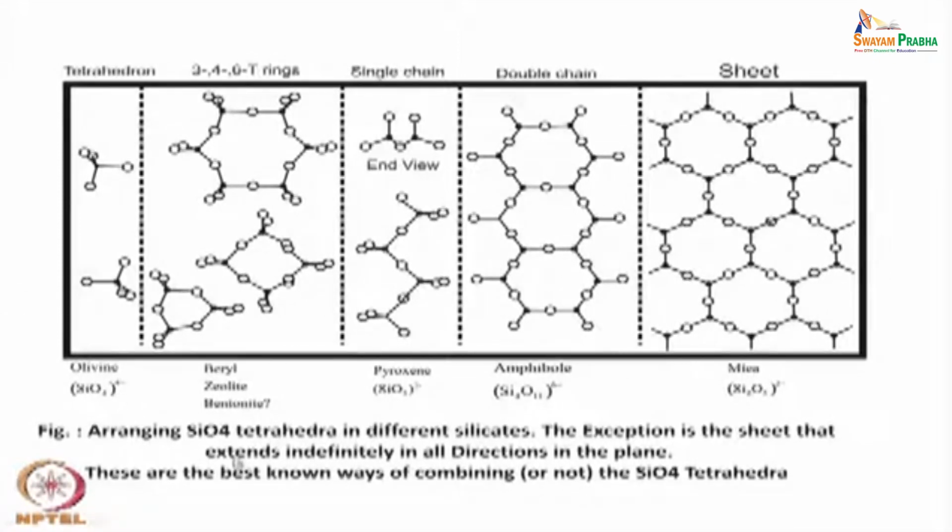So, in arranging SiO4 tetrahedra in different silicates, the exception is the sheet that extends indefinitely in all directions in the plane. These are the best known ways of combining or not combining the SiO4 tetrahedra. The SiO4 tetrahedron is the basic building block of all the silicate structures, and that building block is combined with the next building block in different patterns and forms, and that is how we get different kinds of silicates.